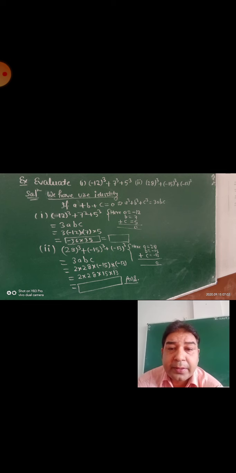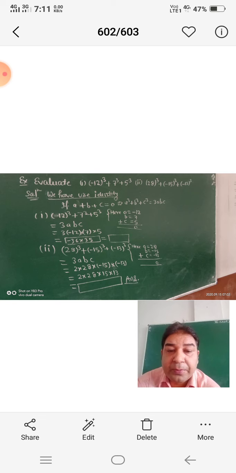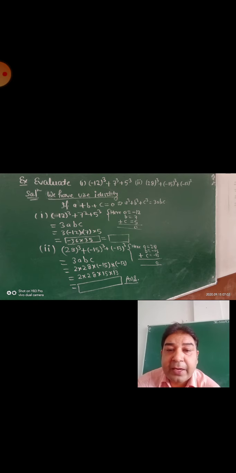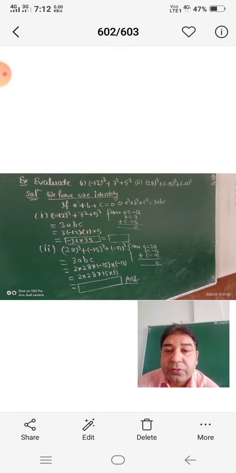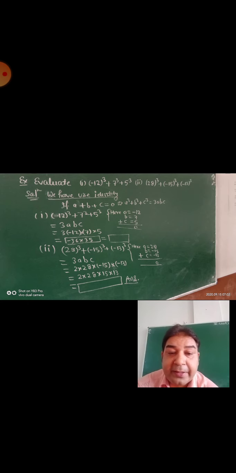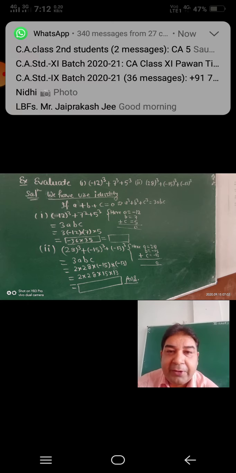So here the first part is given: (minus 12) whole cube plus 7 cube plus 5 cube. So a equal to minus 12, b equal to 7 and c equal to 5. If you sum all these three values a, b, c, you get 0. It means you can apply the formula a cube plus b cube plus c cube equal to 3abc. So it will be 3abc, and now put the value of abc, you get the answer. You have to multiply it. It's your duty.